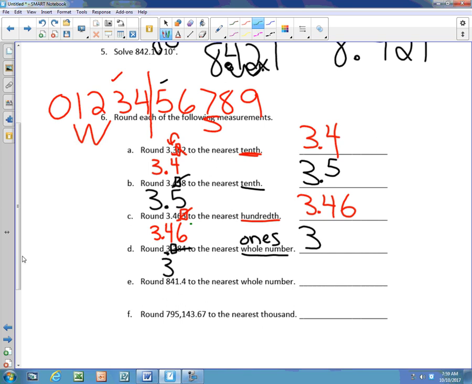So now we're going to the whole number again, which is the ones, we had said. And this is the ones place. And we look over here. The 4 does nothing to that 1. It stays the same. Everything to the left stays the same. Everything to the right gets dropped off.